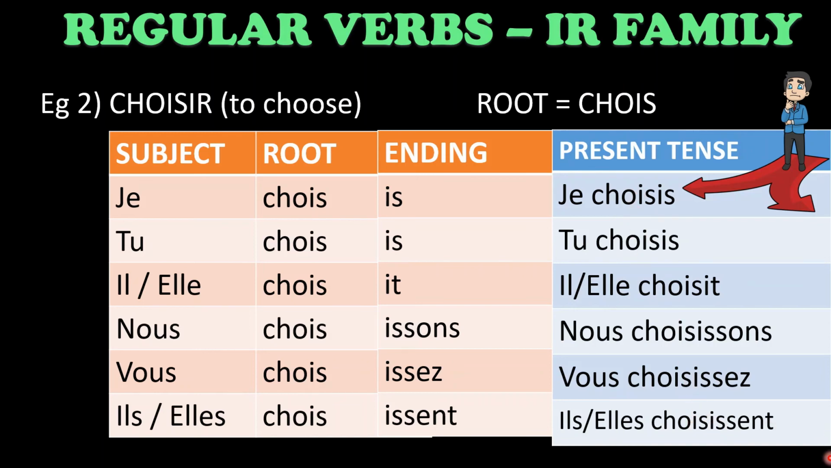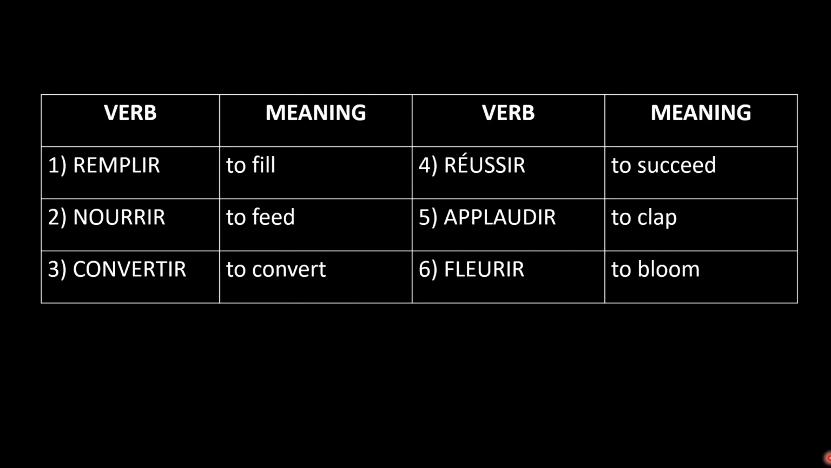If you have understood how to do ER verbs, the IR verbs shouldn't be a problem at all because the concept is exactly the same. It is just that there are a different set of endings. Now, there are not very many IR verbs in total. There are a few. So I've just given you some important ones here. Remplir is to fill, nourrir is to feed, convertir is to convert, réussir to succeed, applaudir is to clap or to applaud, and fleurir is to bloom.